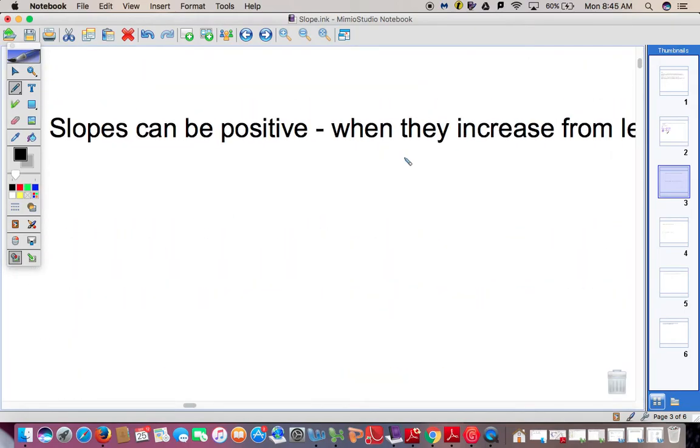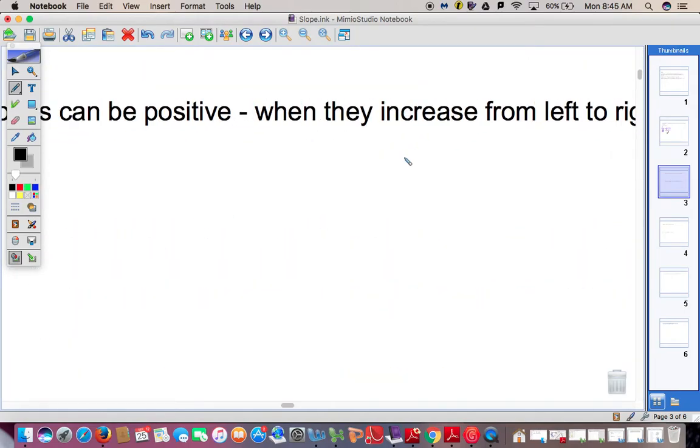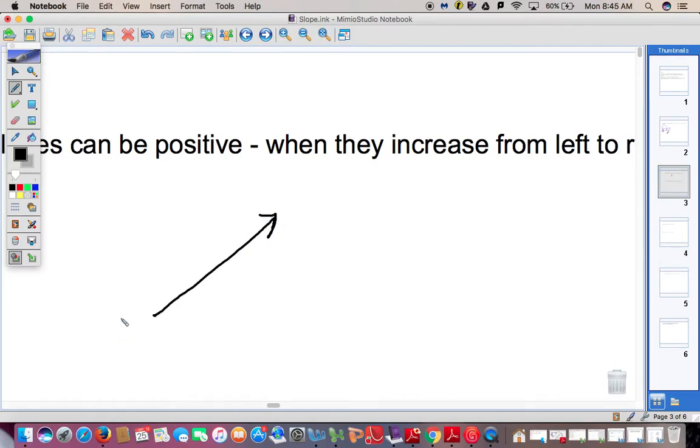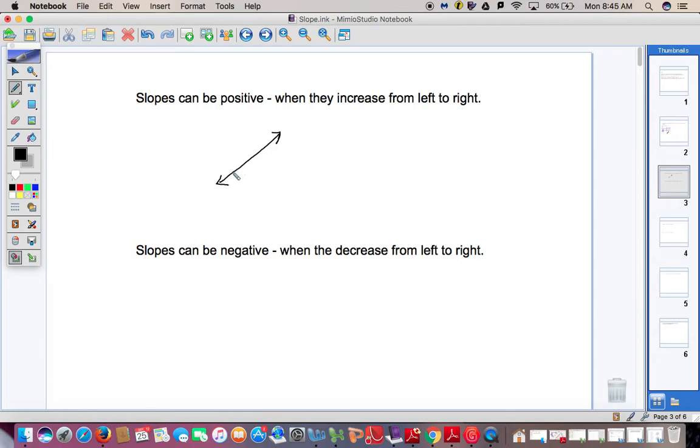Slopes can be positive when they increase from left to right. So when we have a line that goes this way on the graph, we know this is a positive slope. Okay, makes sense, right? We've got a positive number. That means that to get from any 2 points, we're going to go up and to the right. Up is a positive number, and to the right is also a positive number. So when we've got our change in our y over our change in our x, we're going from a positive and a positive, and a positive divided by a positive is simply a positive number.